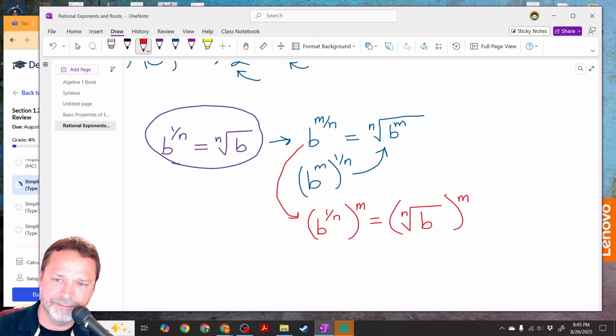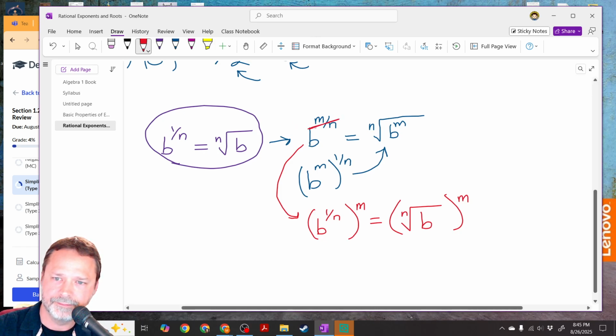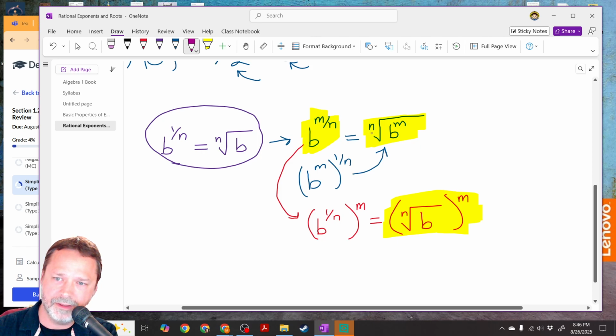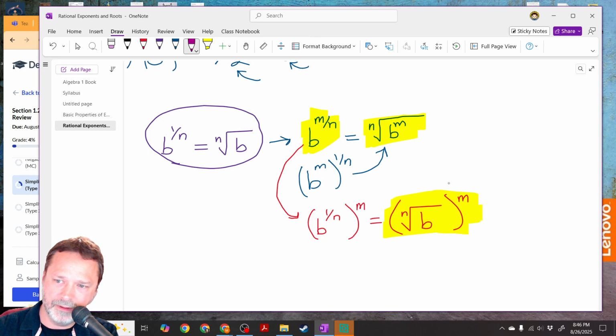So what did I do? I took this right here, and I wrote it two different ways. I wrote it like this, and I wrote it like this. That is what we are getting out of this, is that if you have a fractional exponent, you could write it two ways. No matter what, though, the denominator, the n here, was the root, and the numerator is the power. That's what I'm trying to show.